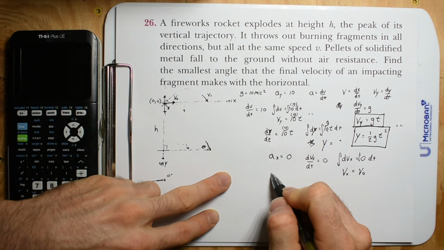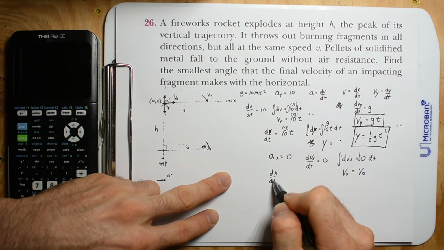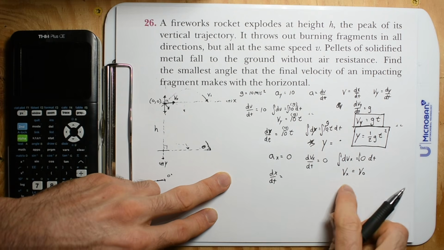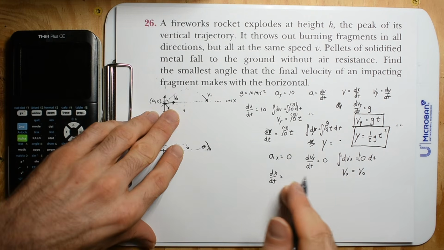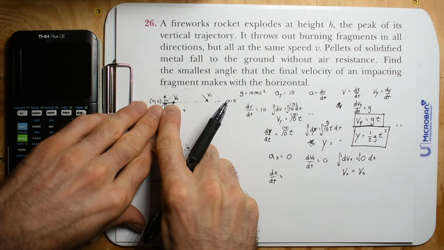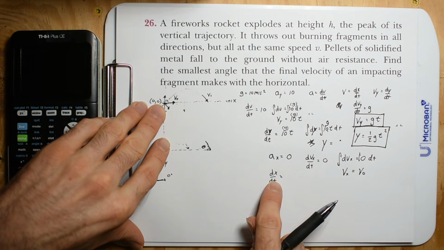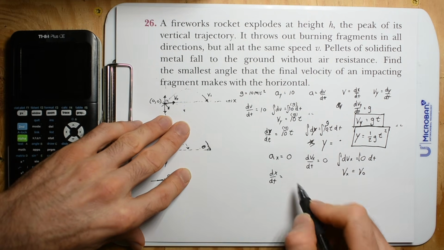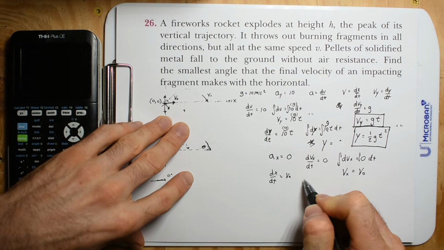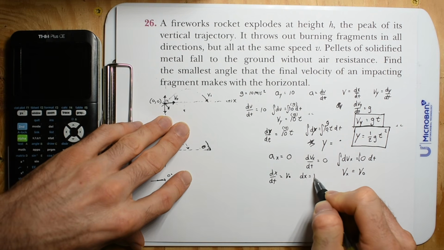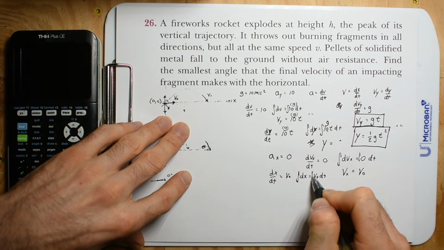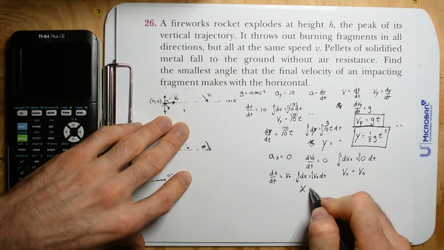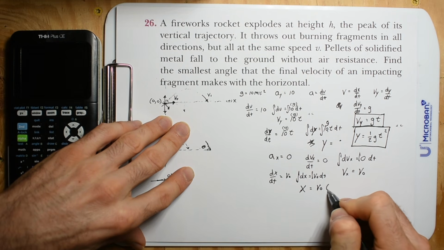And then we say dx dt. Finally, we got the dx dt. That's velocity in the x. That's the definition of velocity in the x: change in position divided by change in time, like meters per second. Okay. And that's going to be v naught, and then we separate variables, so we get v naught dt and integrate. And now we get an equation for x, and that's just going to be v naught t.